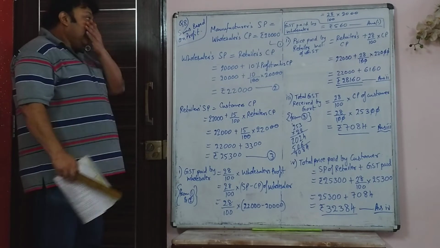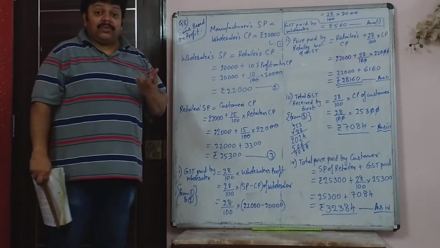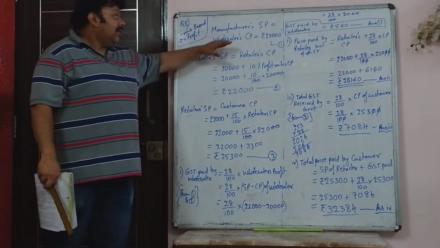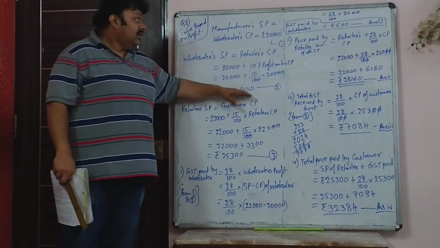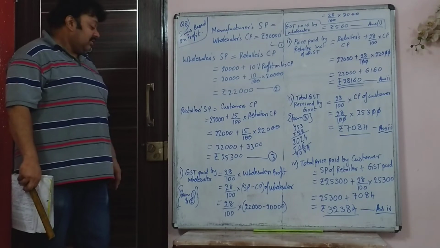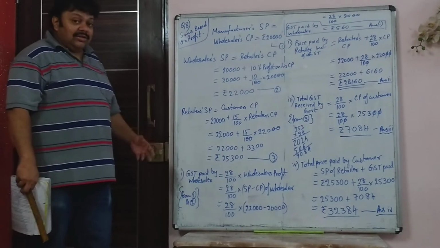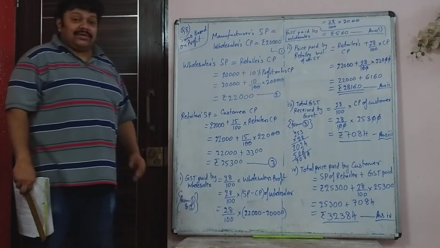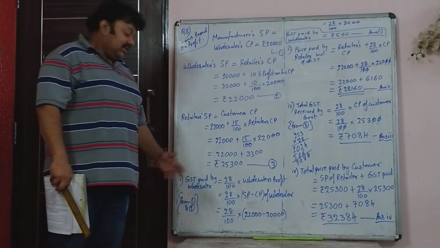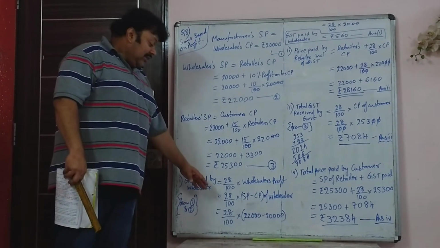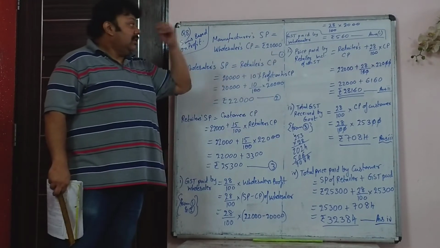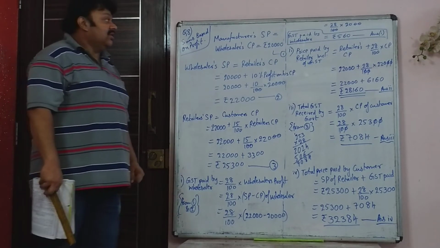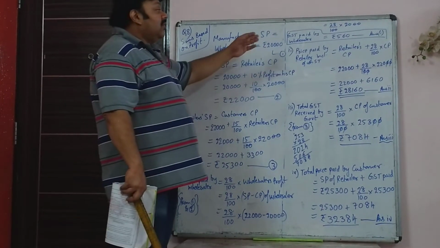So what is the gain or profit? Another word for profit is gain. SP of wholesaler minus CP of wholesaler will be the gain made by the wholesaler, and on that gain the wholesaler will pay 28% tax. In this sum the tax rate is 28%. So 28% on the gain, that is 28% of 2,000 rupees, 560 is the GST paid by wholesaler.